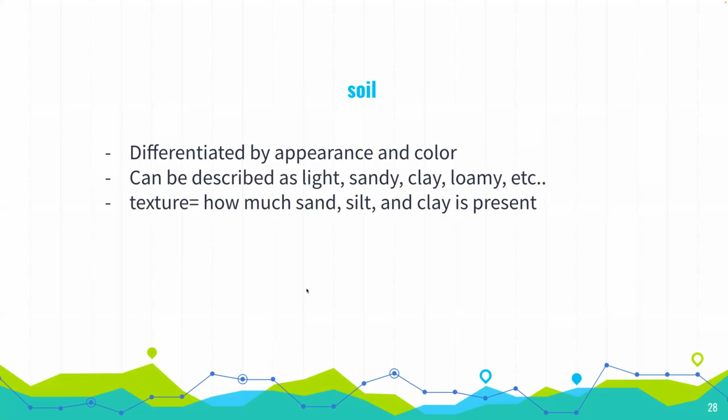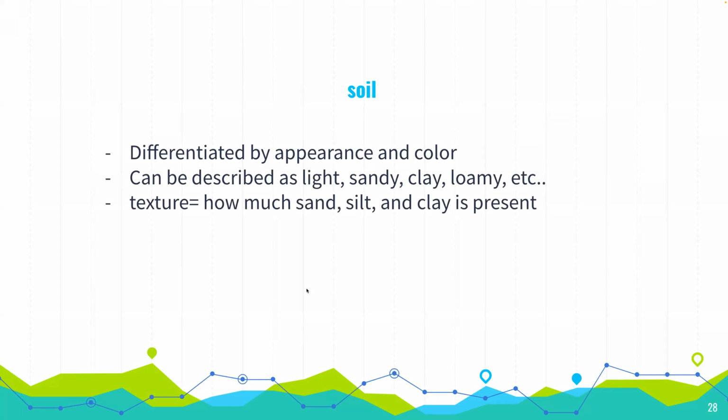All right, so after this we have soil. These are differentiated based on appearance and color. As you know, some soil can be darker or lighter than others, and some can also be more coarse than others. So these can be described as light, sandy, clay, loamy, and we'll get into that later.